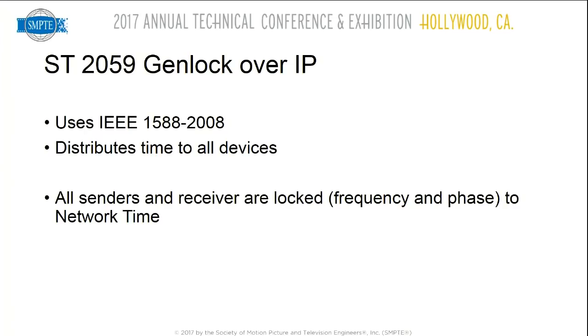So to time everything, we've got the 2059 genlock standards. This is based on IEEE 1588, and it allows us to distribute time to every device. So every receiving device and every transmitter gets a sense of time. Everything is then frequency locked, and using the -1 of that allows us to phase align all our signals. Paul will be giving us a whole bunch more information on that after.